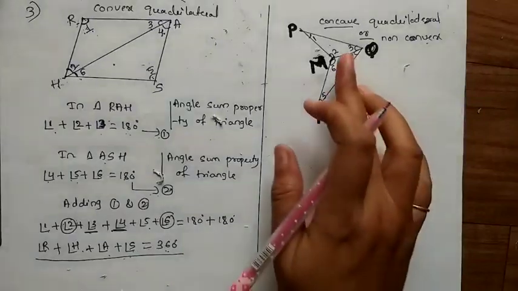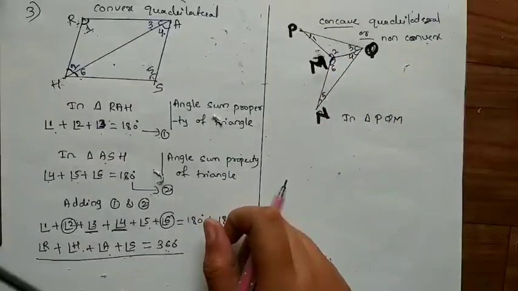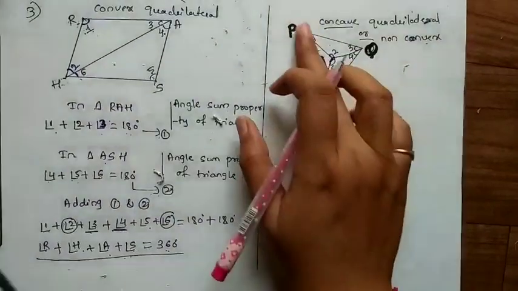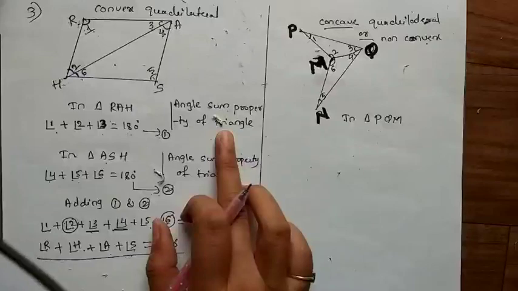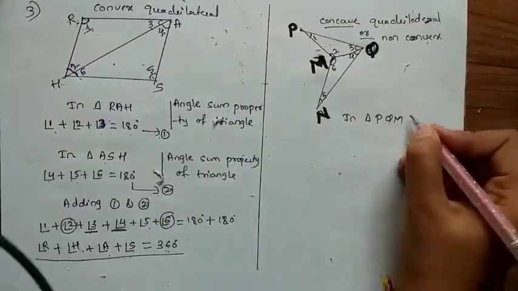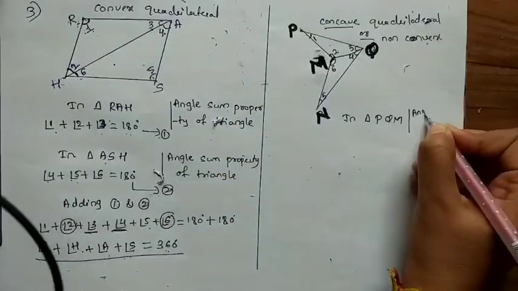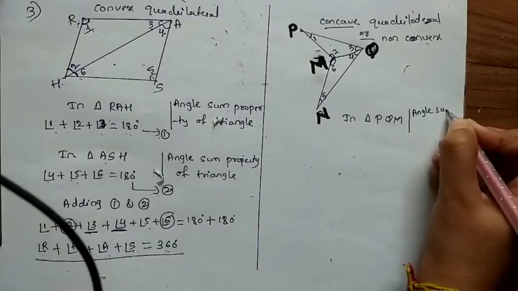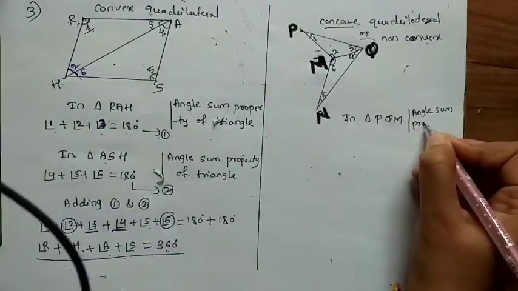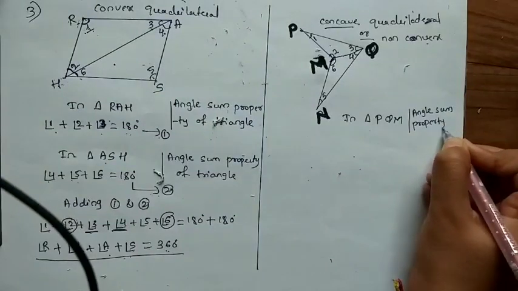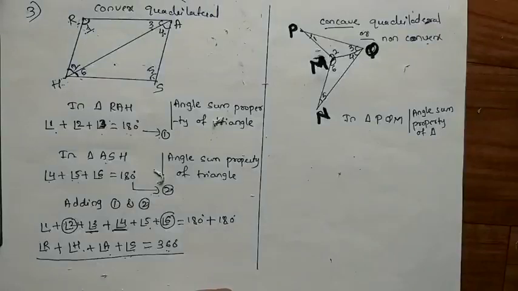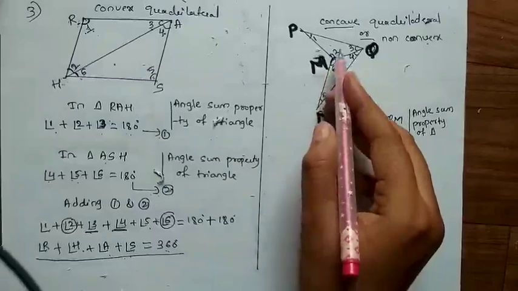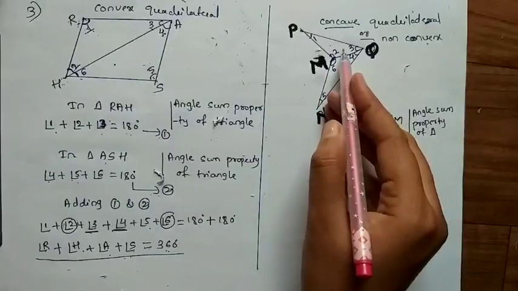Okay, these are the angles' names. Here in triangle PQM, again applying the same property, the angle sum property of the triangle. I am applying the same condition here. Angle sum property of triangle: the sum of the three angles is equal to 180 degrees.